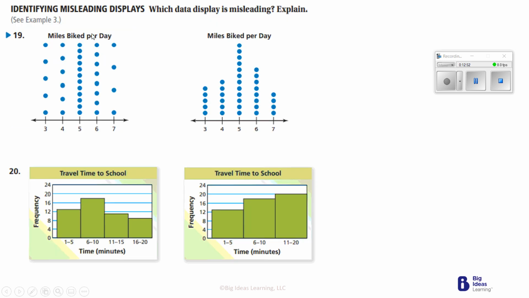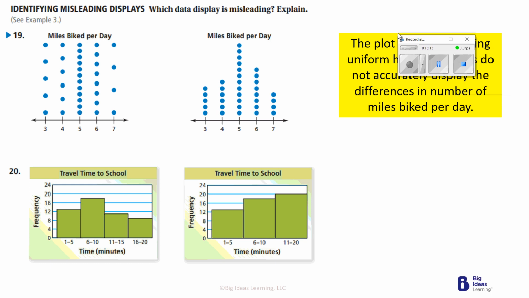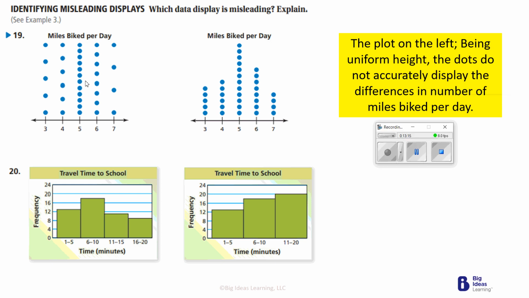19 says miles biked per day. So which data display is misleading? If I looked at this data, I'm going to say this one is misleading, because it makes it seem like it's all the same amount because it's all coming up here. This one lets me know that the majority of my data is in the middle here at 5. So I'm going to say the first one is misleading, all right? And it says here, the plot on the left, which is the one I said, has uniform height, and the dots do not accurately display the difference in number of miles biked per day. 20 is for you to do.